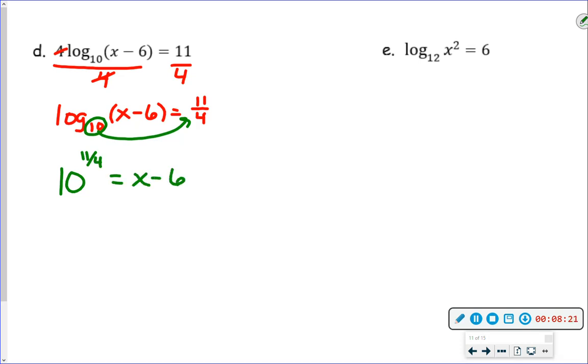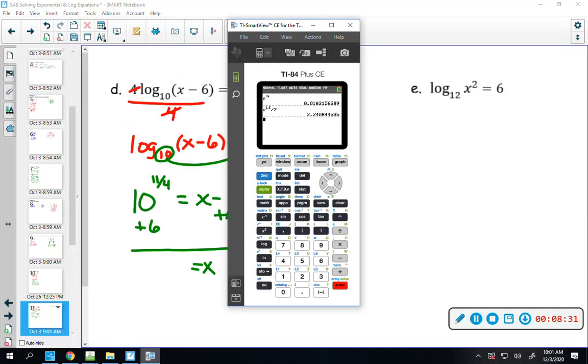And then, of course, to get x alone, we're going to have to add 6. Now, be careful. You cannot just add this and make it 16 to the 11/4. Order of operations, you got to do the power first. So let's type this one in. So I'm going to do 10 raised to the 11 divided by 4. I'm going to hit enter, get that answer quick. And then I'm just going to add 6 to it. So 568.341.